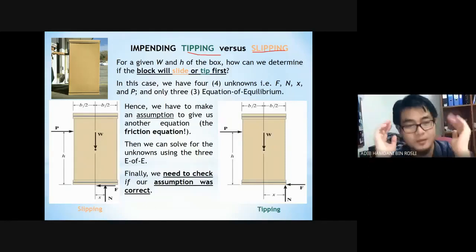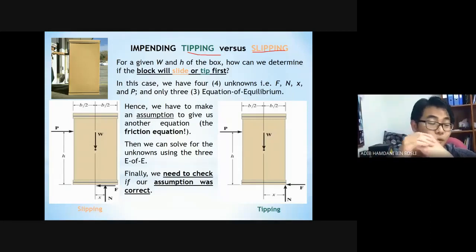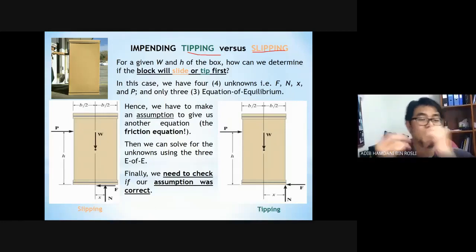Tip. Okay, which one? So that's why you actually need to evaluate which one comes first, right? Because both of these are impending motion. Motion starts to happen, but it's either slipping or it tips, right?